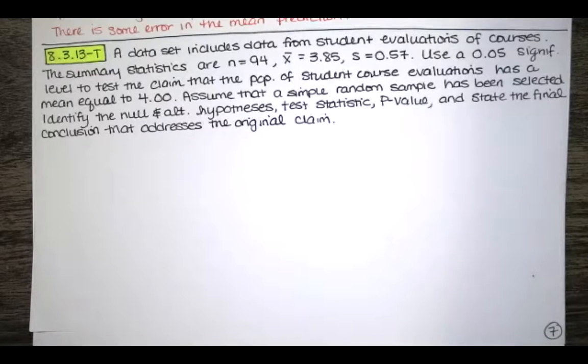In this video, we solve problem 8.3.13-T from Essentials of Statistics, 6th edition by Mario Triola. The problem statement says a data set includes data from student evaluations of courses. The summary statistics are n equals 94, x bar equals 3.85, s equals 0.57. So we've got sample size, we've got the sample mean, and we've got the sample standard deviation.